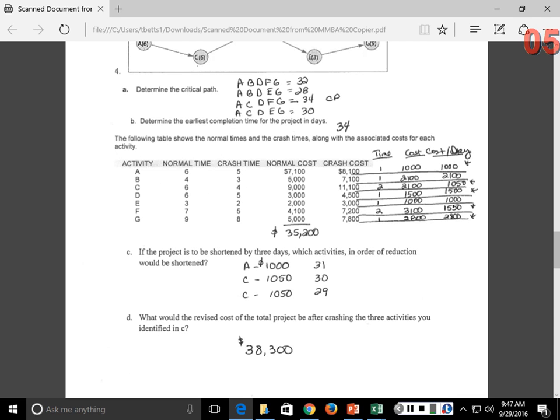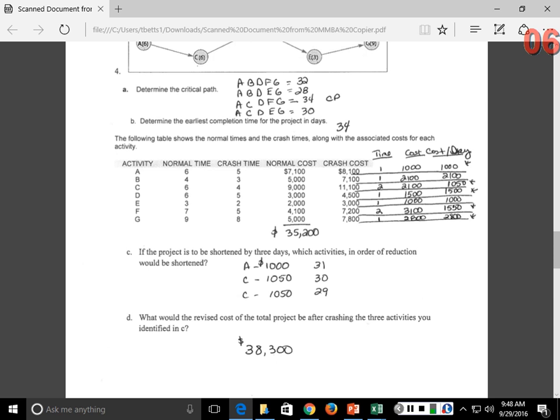And so in this case, we have to identify the cost of crashing, which is the total cost minus the normal cost. 8,100 minus 7,100 is 1,000, and we can only do 1 day, right? Normal time minus crash time is 1 day, okay? So that's $1,000 per day, okay? If I'm going to crash this activity B, 7,100 minus 5,000 is $2,100, right? And again, there's only 1 day difference between the normal time and the crash time.